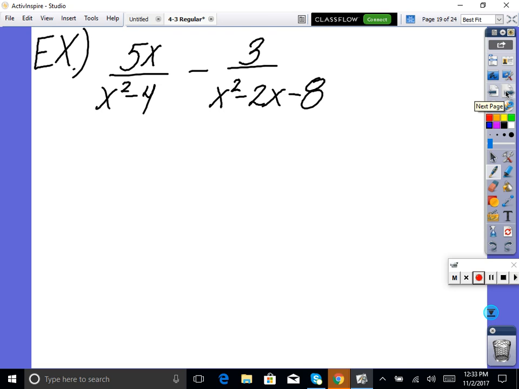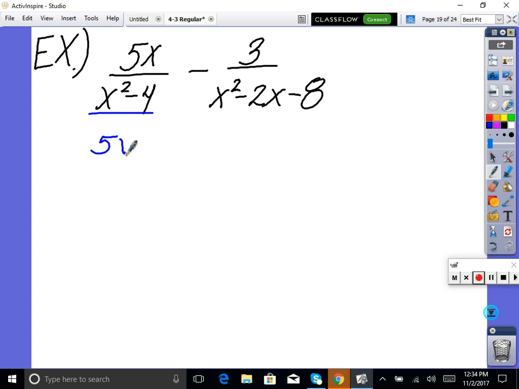5x over x squared minus 4, minus 3 over x squared minus 2x minus 8. We're just factoring it, though. We do not know what's in common until we factor out our denominators, because they might contain stuff in common, and we don't want to double dip. So let's rewrite this problem.